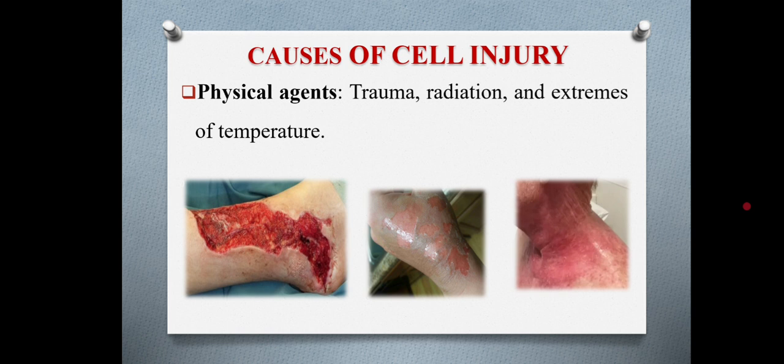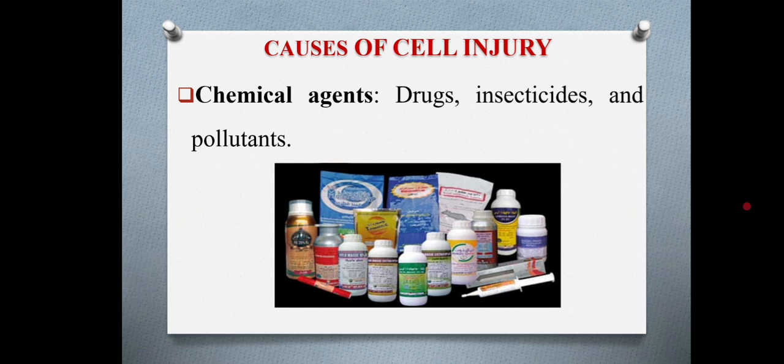You can see there, this is somebody being burned by the sun. You can see even extreme temperatures like water, fire. All those things are physical agents that can traumatize or bring about cellular injury to these particular body tissues. Okay? Then chemical agents. I can talk about this a whole day.